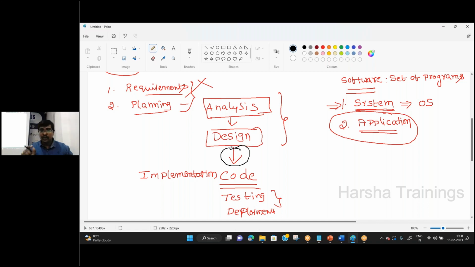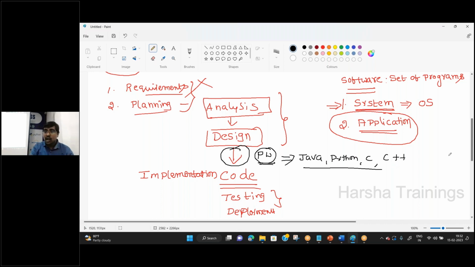Now coming to the point, converting that analysis and design into code, I need a programming language. What is a programming language? A programming language is used to convert that analysis or design into code format. Depending upon the requirements, you will select the programming language, either Java or Python or C or C++, whatever it is. According to your requirement, you will select the language.